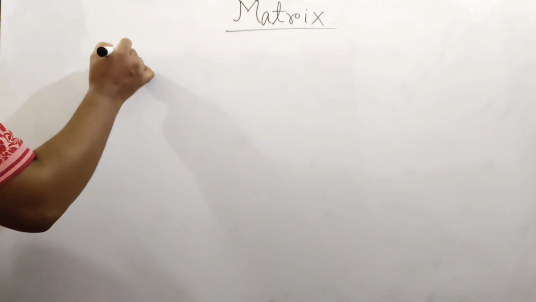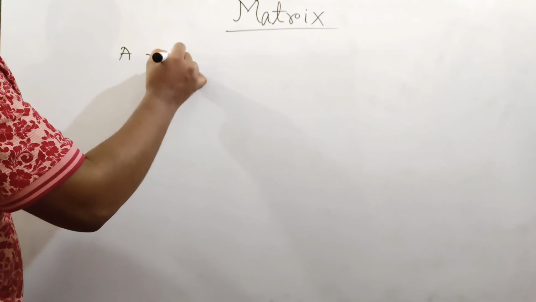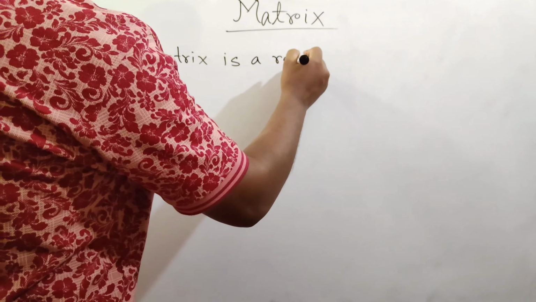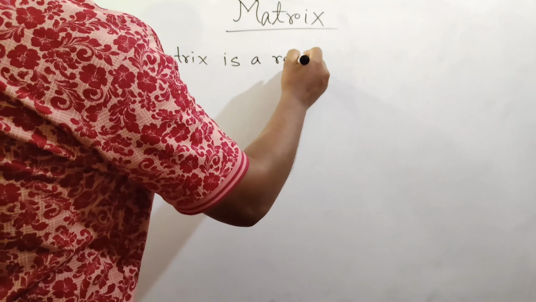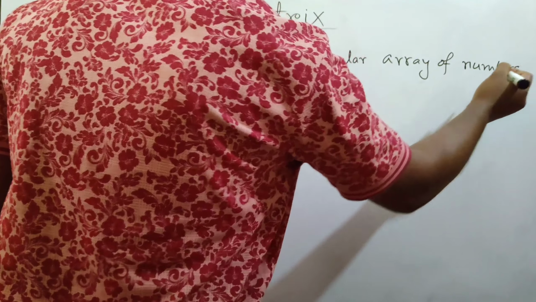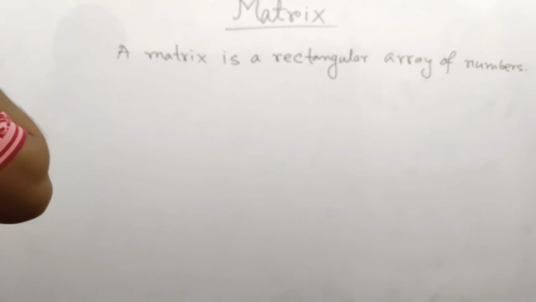A matrix is a rectangular array of numbers, which can be denoted by round brackets or square brackets. So a matrix can be denoted by the round bracket or square bracket.